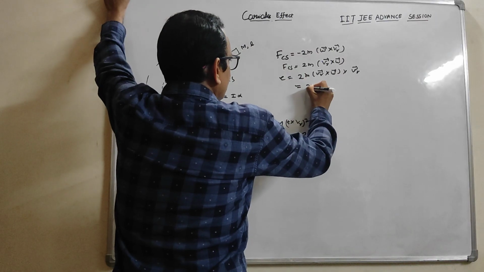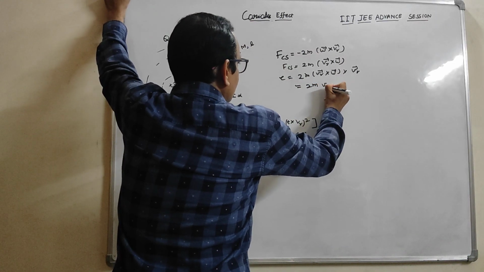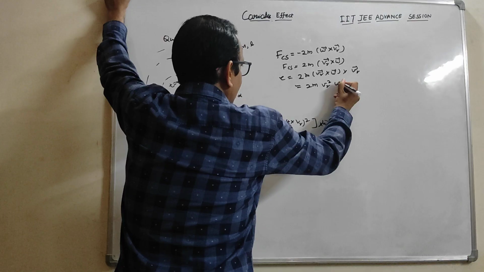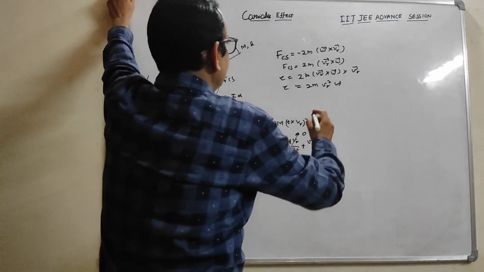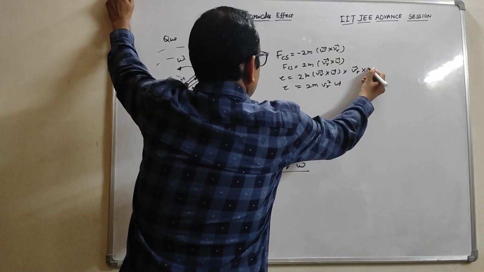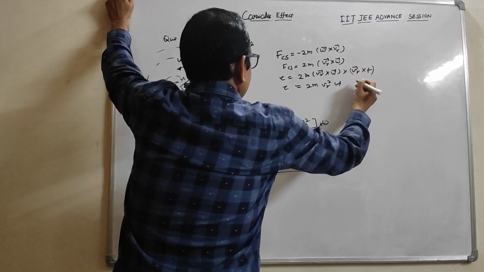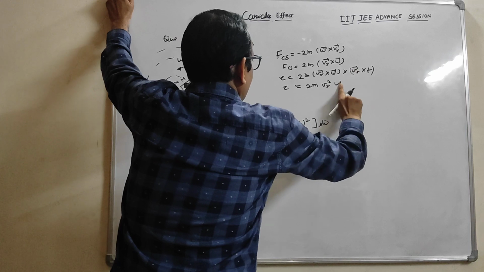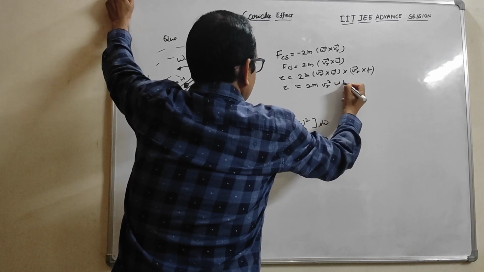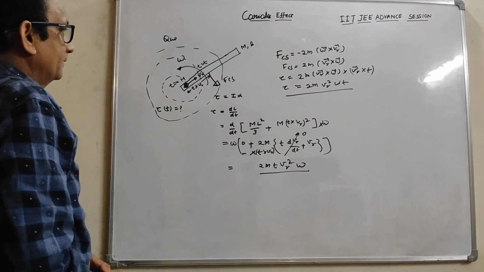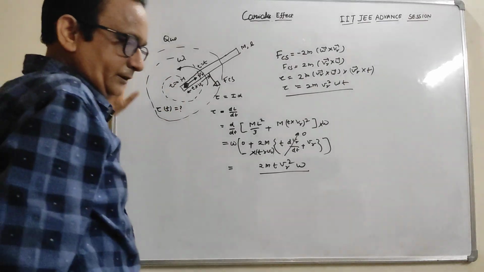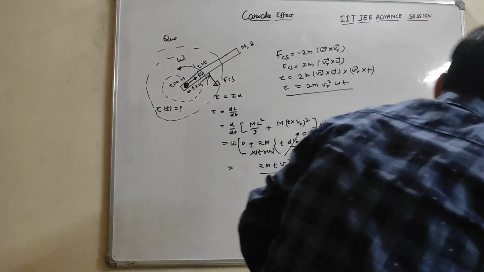So torque would be 2m Vr square into omega into t. Vr into t is the distance. So omega into t. This also gives the same result. So this is the question I discuss here.